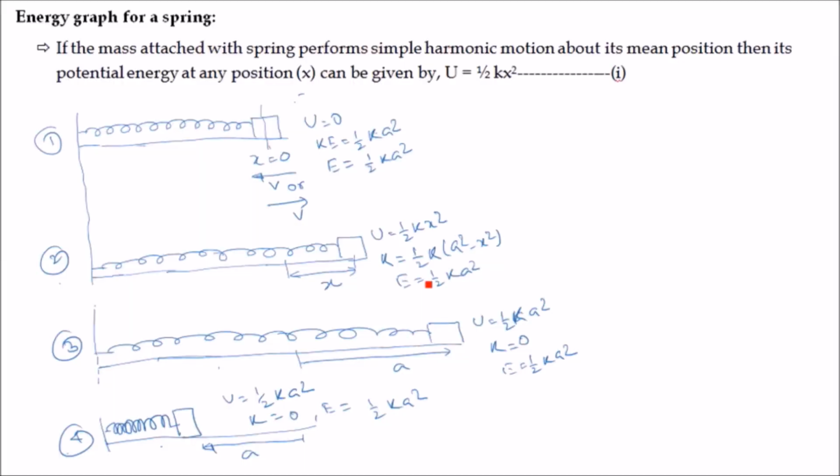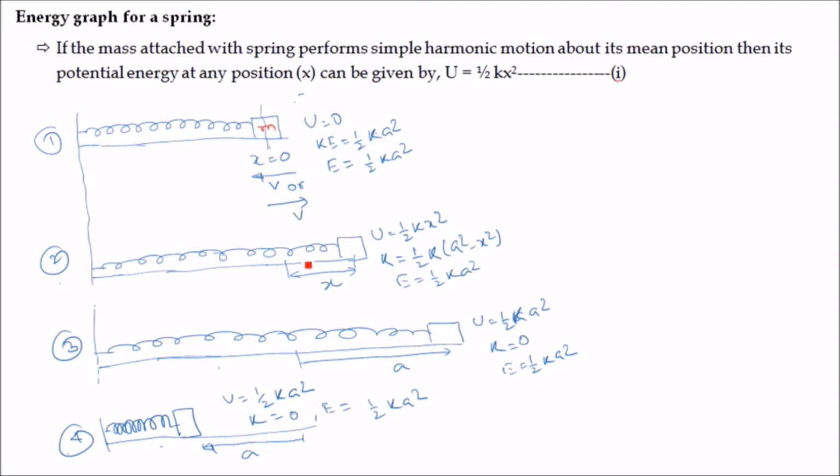Now we learn the energy graph of a spring. So consider a figure which is given below, and if we consider there is an object having mass m which is attached to a spring, and this object moves in a simple harmonic motion about its mean position, then its potential energy at any position x can be given by U is equal to half kx square.